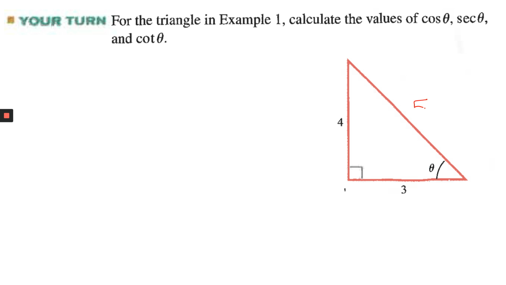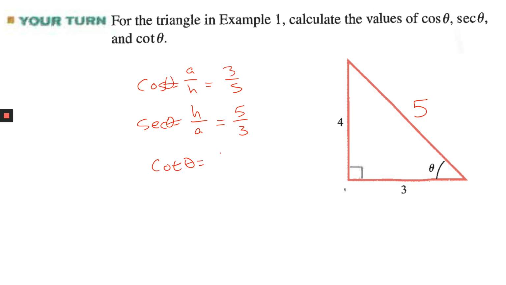All right, we know the hypotenuse is 5 again, so the cosine is going to be adjacent over hypotenuse, which is going to be 3 over 5. So we now know the secant, because the secant of theta, which is the flip of cosine, so hypotenuse over adjacent, is 5 over 3. And the cotangent of theta is, instead of opposite over adjacent, adjacent over opposite. So that's going to be 3 over 4.